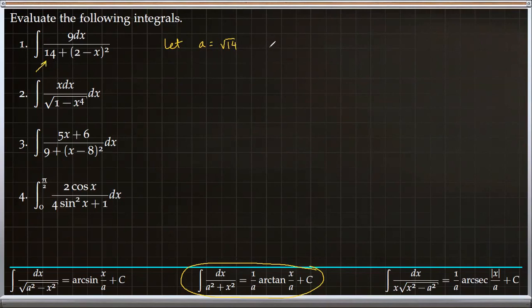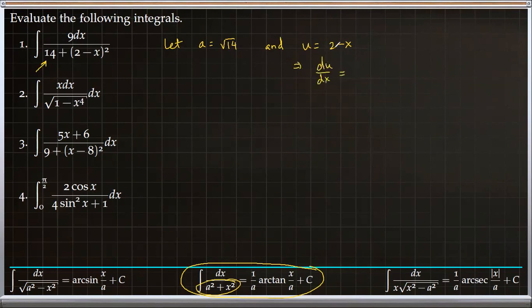And we can let u be 2 minus x, so that the denominator here becomes a squared plus u squared, because here we have a squared plus x squared. Okay, so now we want to express everything in terms of u. For that, we want to find dx in terms of du.